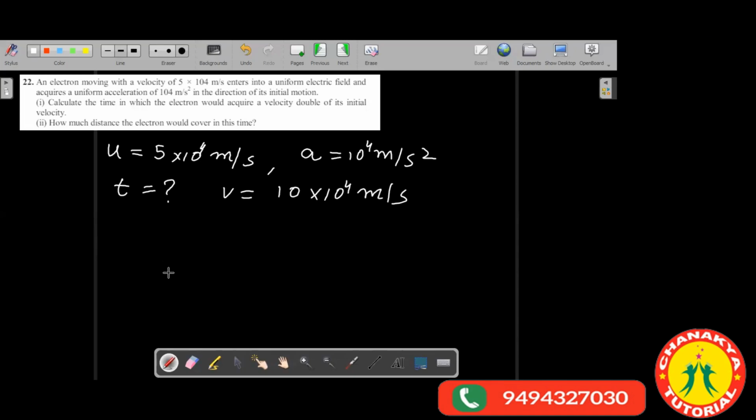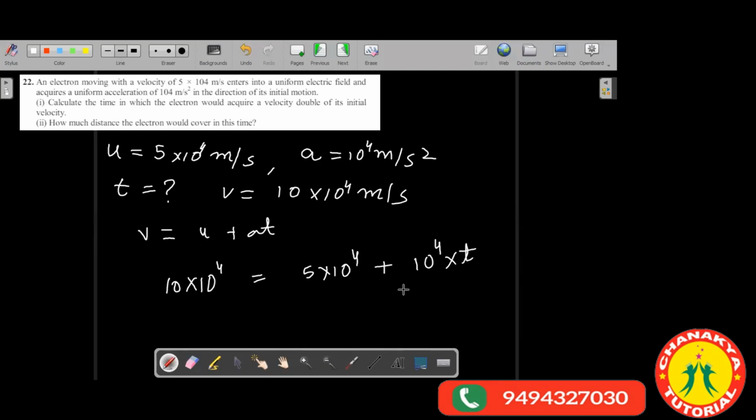You can either use the first equation of motion or you can use the formula of acceleration. If you use the first equation of motion, we get V equals U plus AT. So V is 10 multiplied by 10 to the power 4, equal to U, which is 5 multiplied by 10 to the power 4, plus acceleration, which is 10 multiplied by 10 to the power 4, multiplied by t.